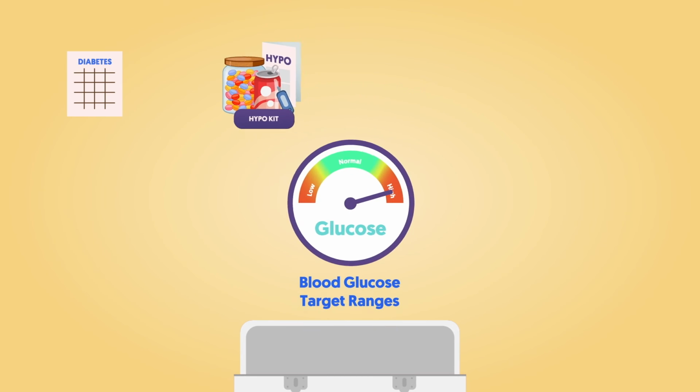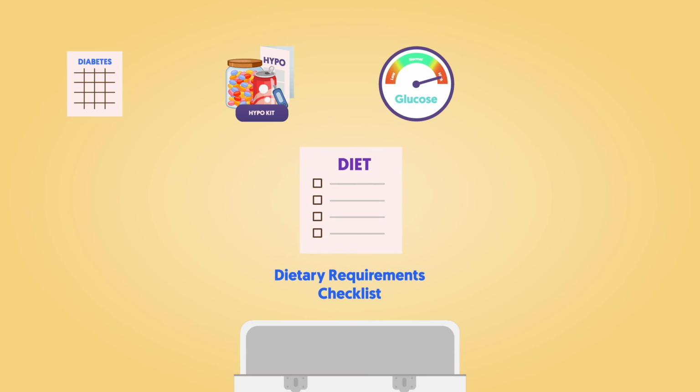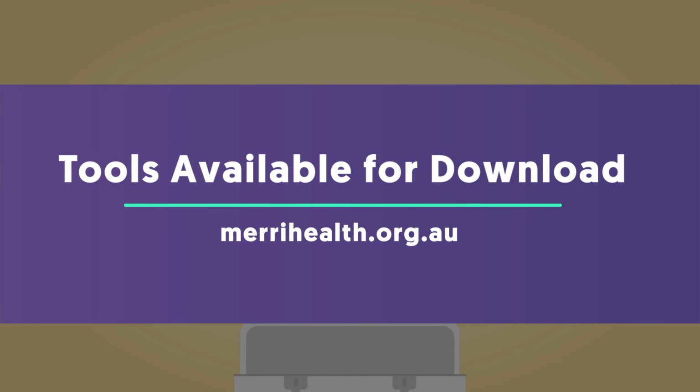Blood glucose target ranges. These ranges will help you understand what a resident's blood glucose reading means. You can also use the Special Dietary Requirements list to help you cater appropriately to residents. This list should contain up-to-date information about residents' dietary requirements and should be displayed in the kitchen for all staff to access. Each of these tools can be downloaded from the Merri Health website.